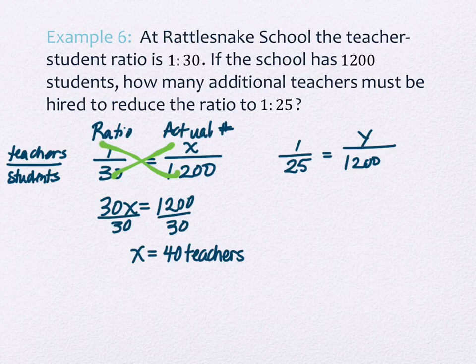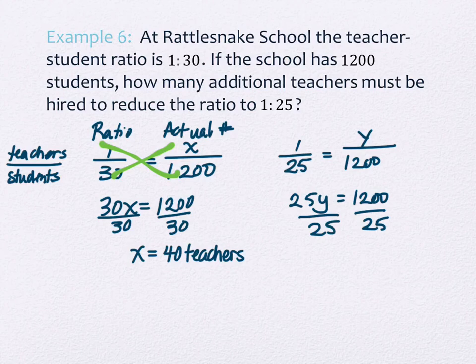I'm going to call the numerator not an x because I don't want to confuse it with the x I already used. This really is a different quantity I'm finding. It's the teachers I want to have. So I have 25y equals 1,200. And I divide by 25. What do I get? 48. So this is 48 teachers now, 40 teachers now, and then 48 teachers that we want.